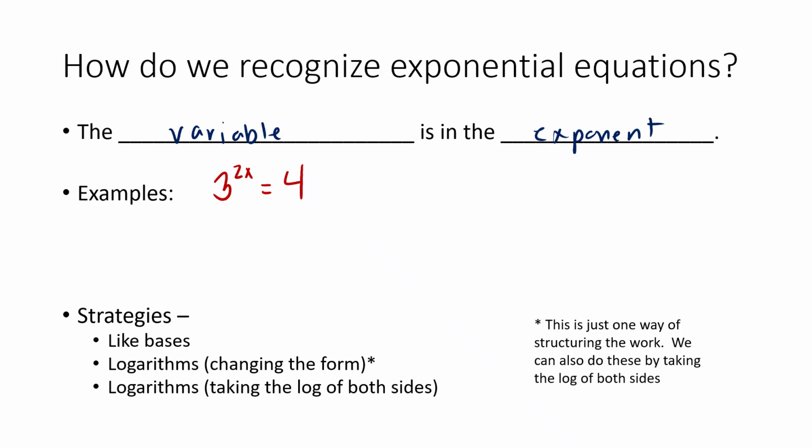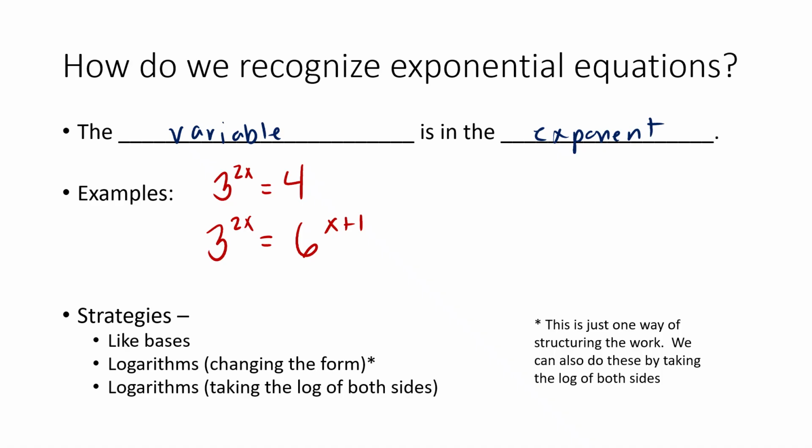You might see something like this too, say 3 to the 2x equals 6 to the x plus 1. In that case, we have x's on both sides in the exponent. So that is the type of equation that we're talking about when we are referring to exponential equations. And the challenge posed by these equations, at least at first, until we have all the tools to deal with it, is how do I get the x out of the exponent?